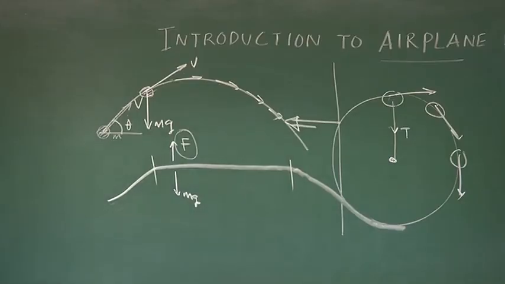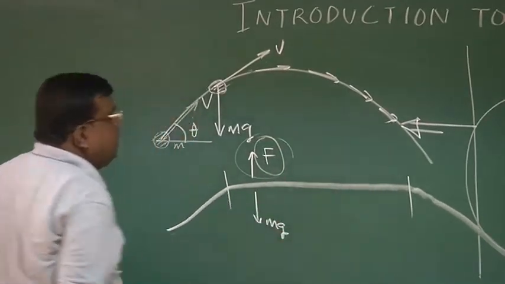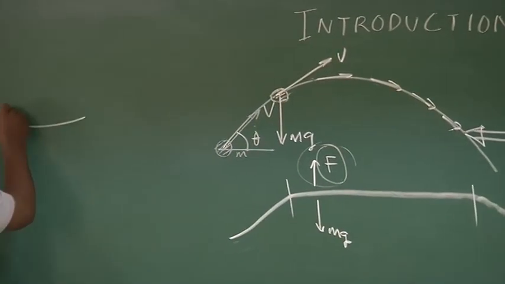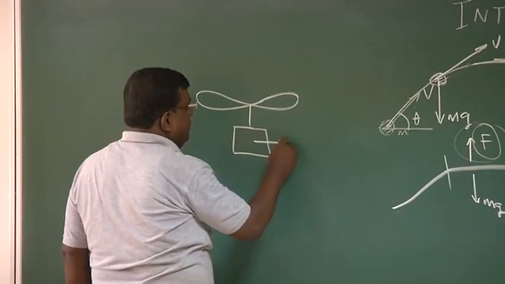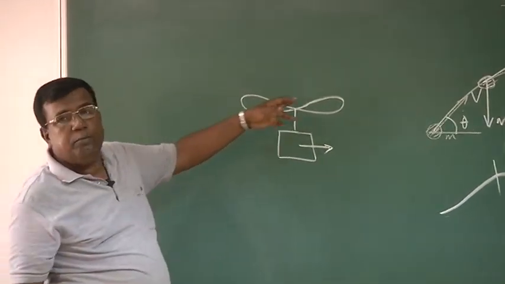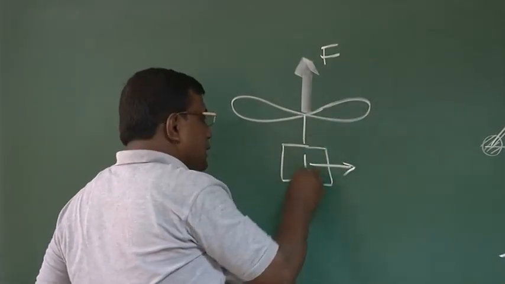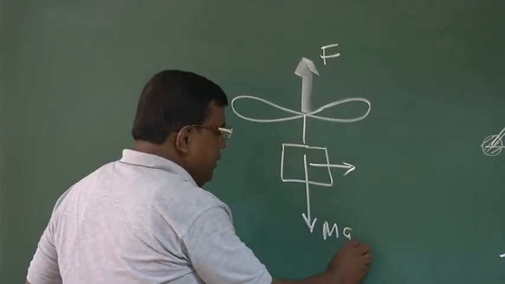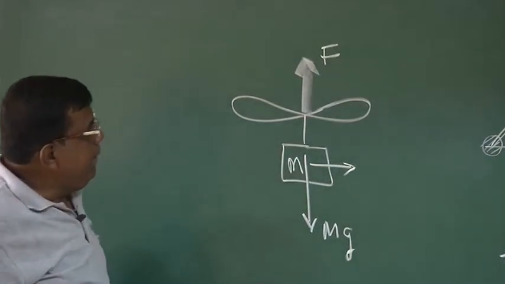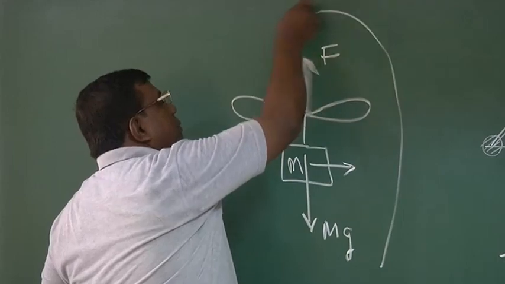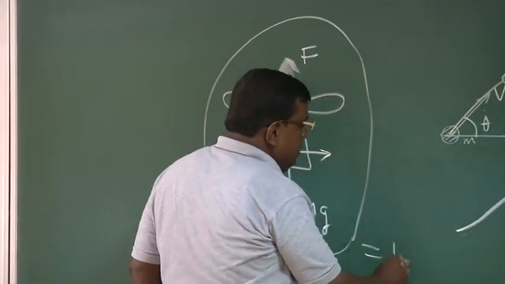With this idea, to generate a force so that I can move for a longer distance, initially the concept came: if this is the body, I put some blade here, a propeller, and that propeller will generate a force which should be able to compensate the gravitational force acting on the body of mass m. This is the concept behind the design of a helicopter.